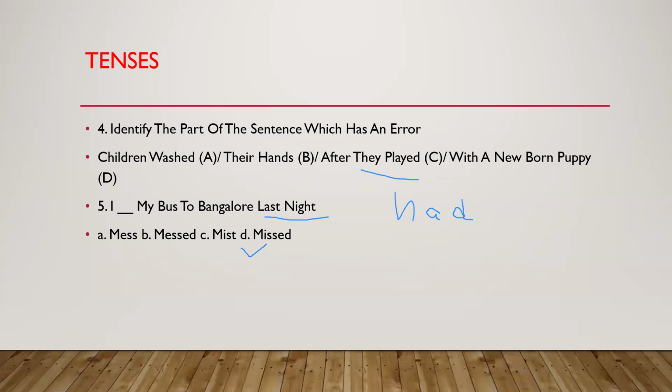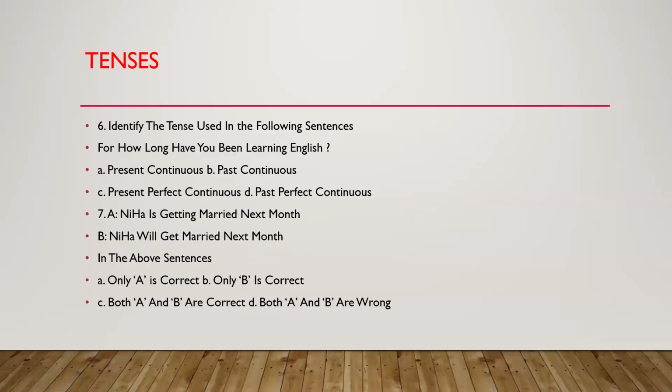Now let's move to the sixth one. Identify the tense using the following sentence. For how long you have been learning English? How long is used. Past perfect continuous tense? So the above tense is present perfect continuous. Why? Because have been, has been, for how long we use that in present perfect continuous tense. So option C is correct.